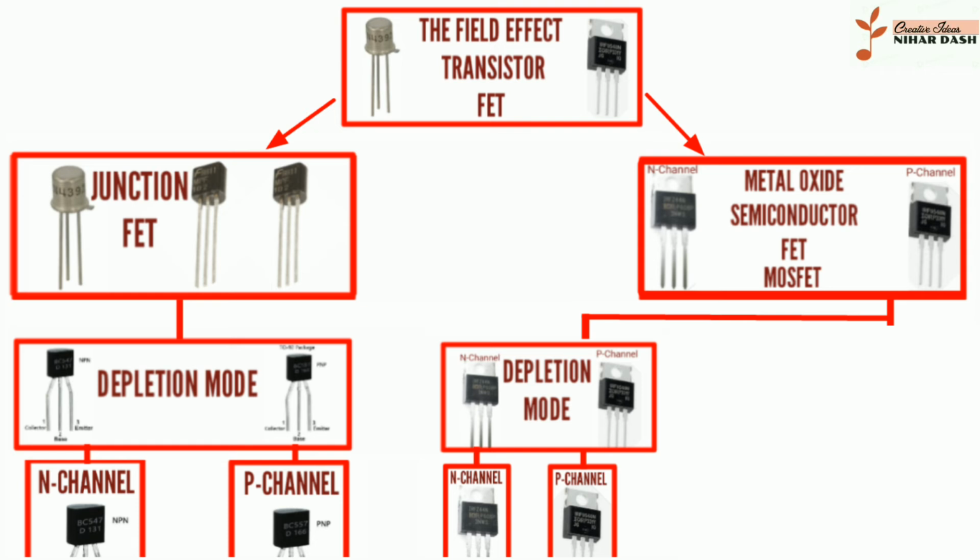In the above symbols, we can observe that the fourth terminal, substrate, is connected to the ground, but in discrete MOSFETs it is connected to the source terminal. The continuous thick line connected between the drain and source terminal represents the depletion type. The arrow symbol indicates the type of channel, such as N-channel or P-channel.